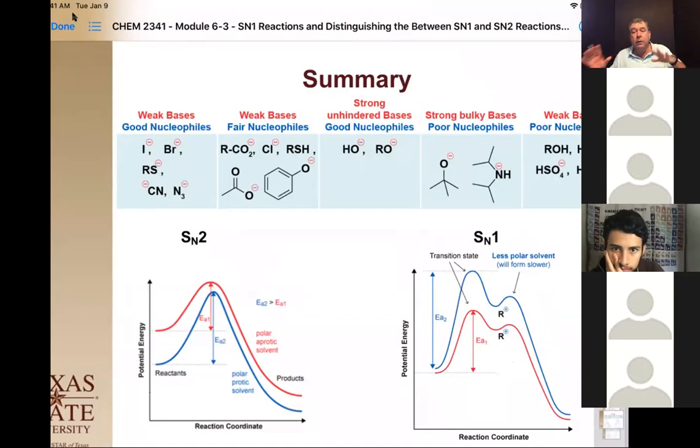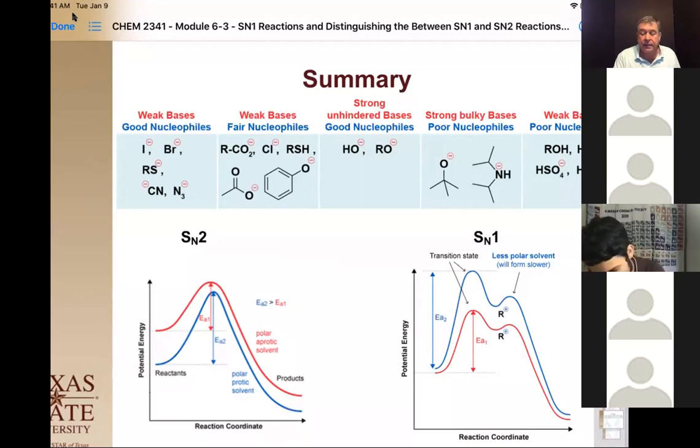So the net overall on this is that by racking and stacking in our head what are bases, what are nucleophiles, what is strong, and what is weak, we can get an idea of how things are going to react. Okay, so the first thing we want to look at is our weak bases that are good nucleophiles. So good nucleophiles are negatively charged. Our weak bases are those whose conjugate acids are very strong. Okay, so look at it that way.